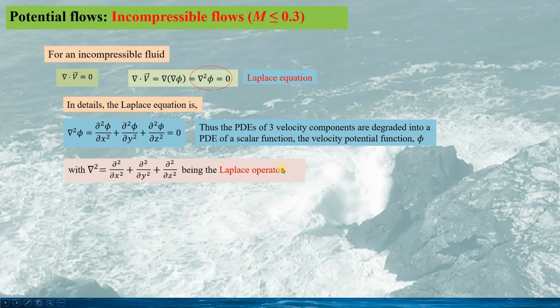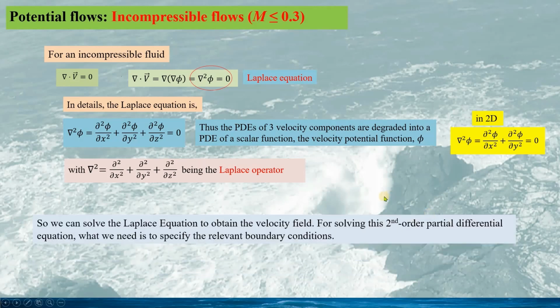So here we can see the problem of three velocity components is reduced into the simple linear Laplace equation for the velocity potential function phi. In 2D, the Laplace equation is given as this. So we can see the Laplace equation is a second-order partial differential equation, and that can be solved if the corresponding boundary conditions are specified.